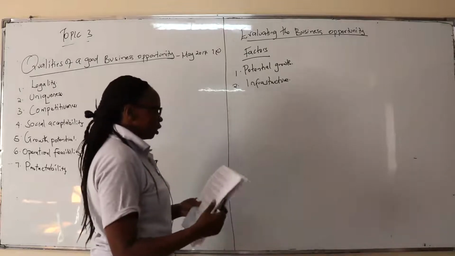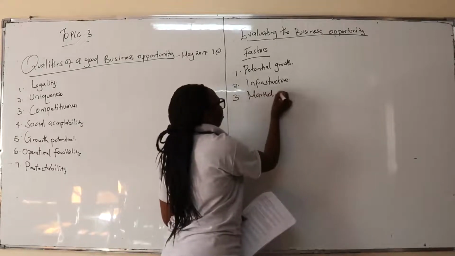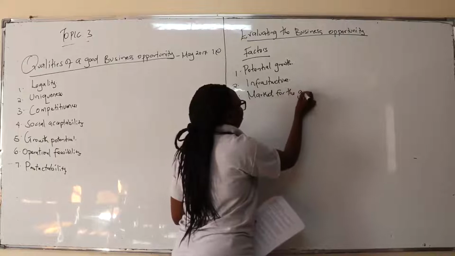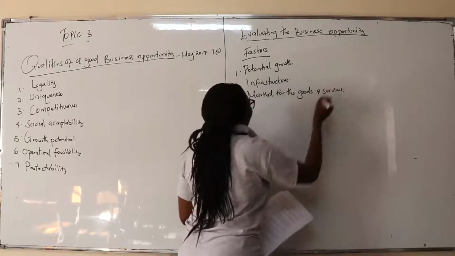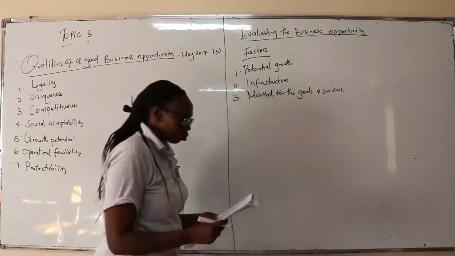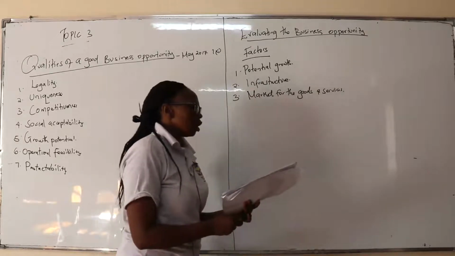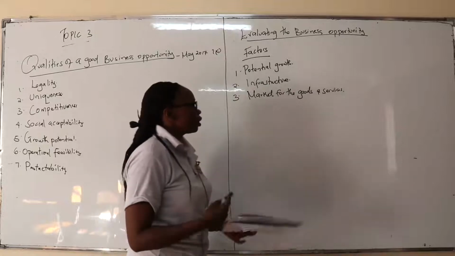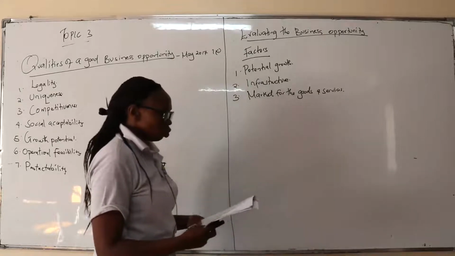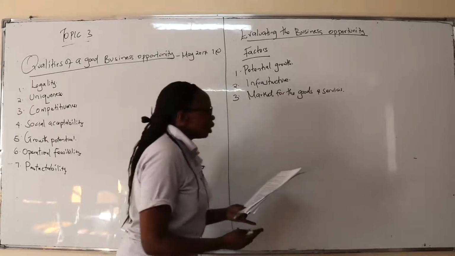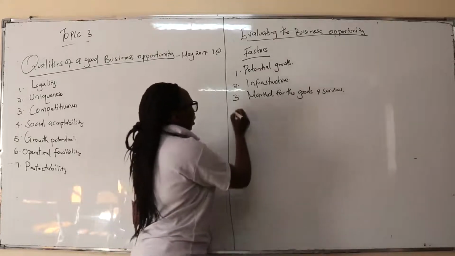Another factor is the market for the goods and services. Here, as an entrepreneur, what you need to do is to assess the potential and actual market for the goods and services that you would like to sell. When we talk about the market, that market should always be readily available, or you clearly define the market if the opportunity is to be considered.